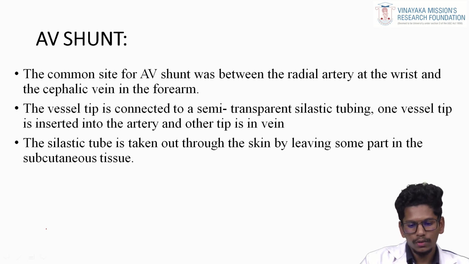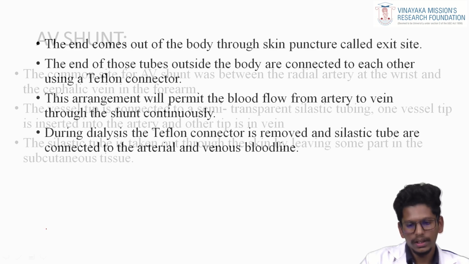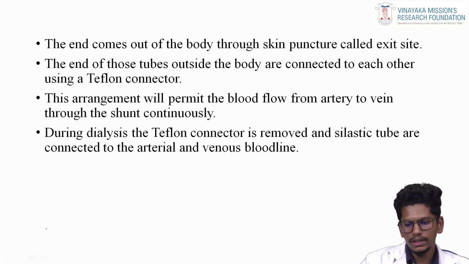From there, the elastic tube is taken out through the skin, leaving some part in the subcutaneous tissue. The end comes out of the body through a skin puncture called the exit site. The ends of those tubes outside the body are connected to each other using a Teflon connector. This arrangement permits blood to flow continuously from artery to vein through the shunt. During dialysis, the Teflon connector is removed and the elastic tubings are connected to the arterial and venous blood lines.